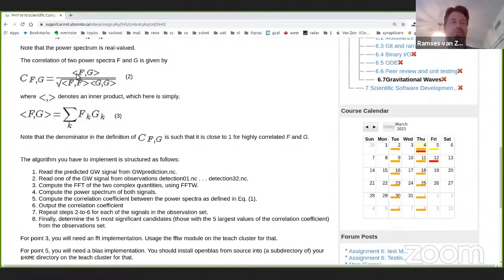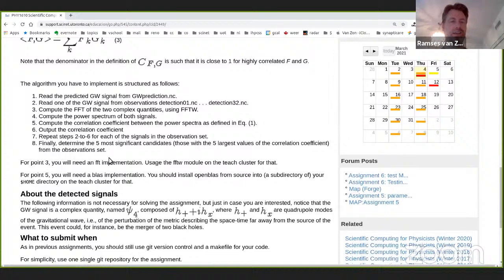By definition, the correlation of f with itself is 1. That's why the normalization is here. But if f and g are very close together, the correlation will also be close to 1. So we take our signals, Fourier transform them, compute the power spectrum, correlate with the prediction, see which ones are close to 1, and then find the 5 most likely candidates for being a binary black hole merger.